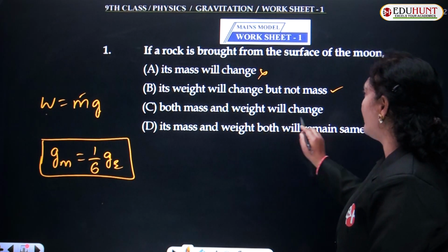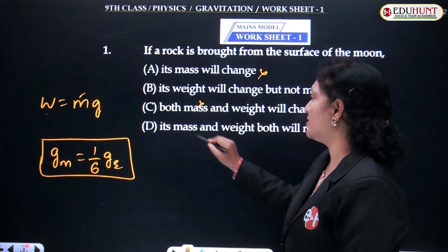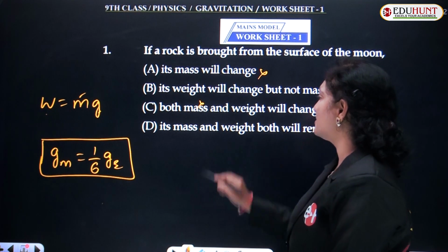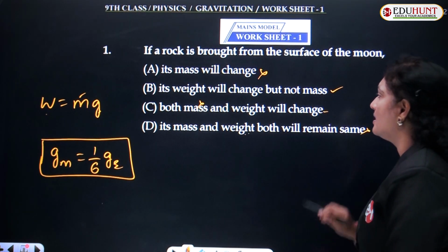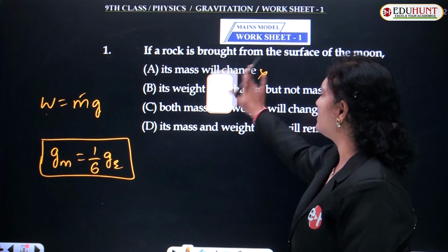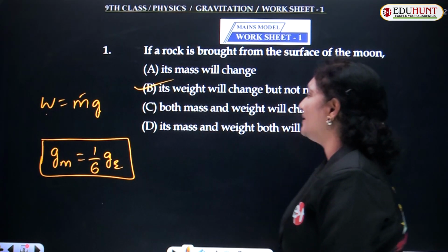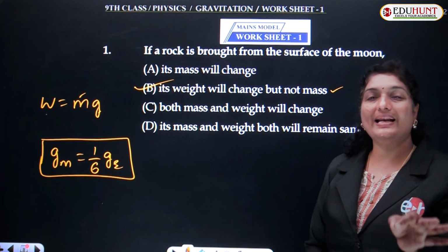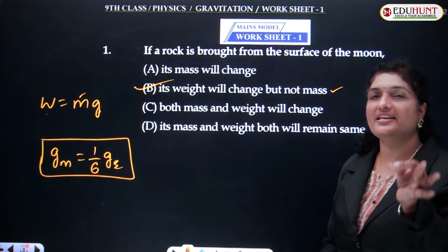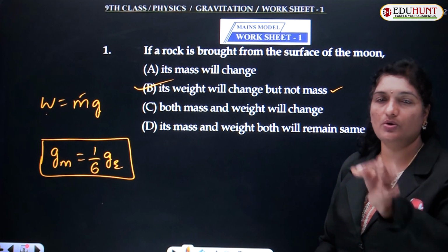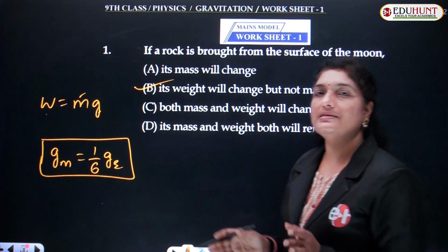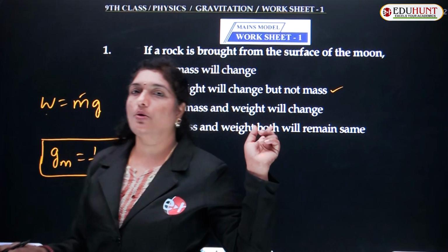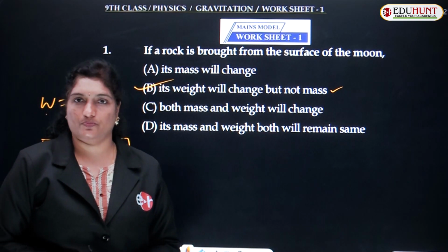So, will both mass and weight change? No, mass will not change, only weight will change. Will mass and weight both remain the same? No, because weight changes. So the only correct option among them is option B, that is, its weight will change due to the change in gravitational force, whereas mass always remains constant. Hence, option B is true.